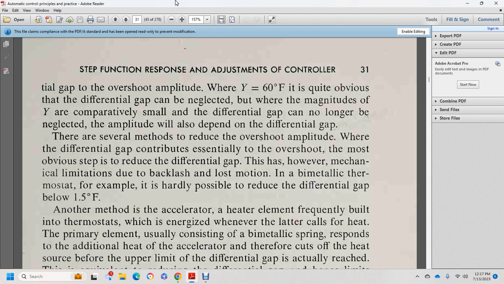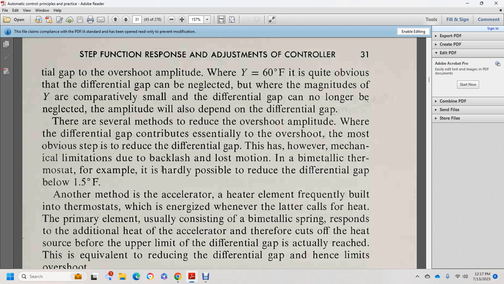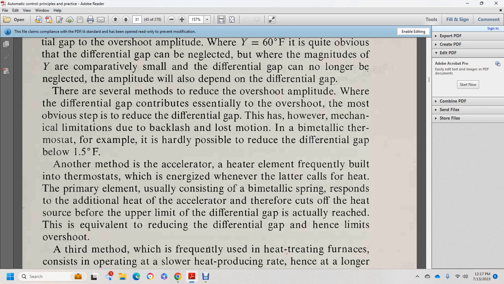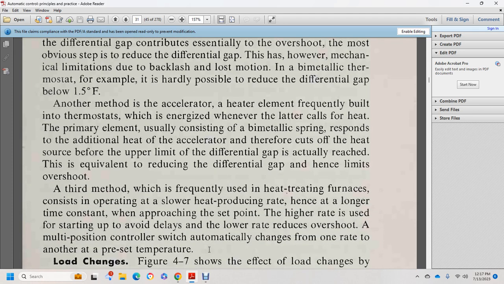This is limited by the mechanism's backlash and loss of motion. In a metallic thermostat, for example, it's hardly possible to reduce the differential gap below 1.5 degrees Fahrenheit. Another method is an accelerator of the heat element, frequently built in, which is energized with the thermostat. The additional heat of the accelerator cuts off the heat source before the upper limit of the differential gap is actually reached, which is equivalent to reducing the differential gap, hence limiting overshoot.